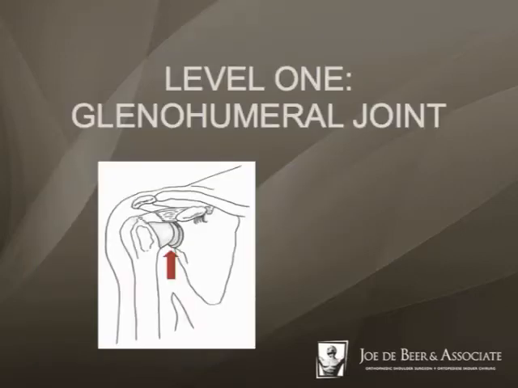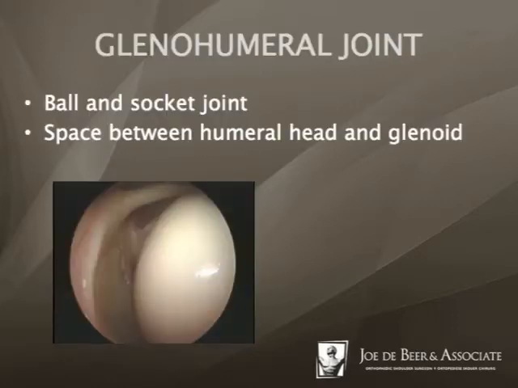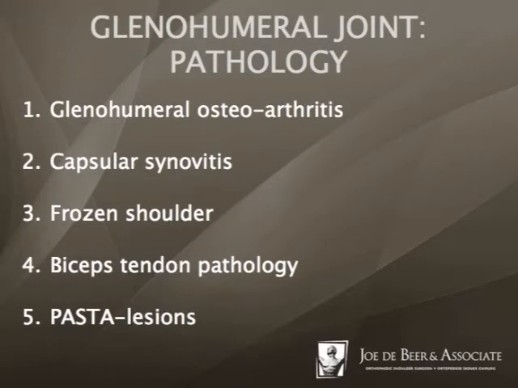Level 1, the glenohumeral joint. This is the main joint itself of the shoulder, the ball and socket, and it is the space between the humeral head and the glenoid. Pathologies mostly occurring inside the joint are osteoarthritis, synovitis, frozen shoulder, biceps tendon problems, as well as PASTA lesions. PASTA is partial articular side tendon avulsion.